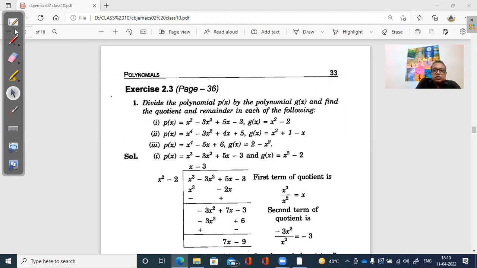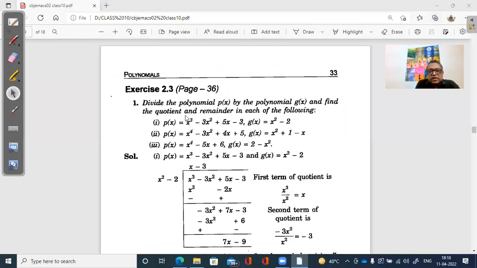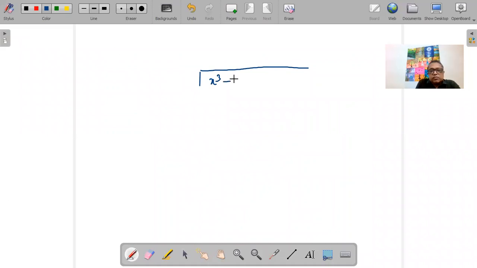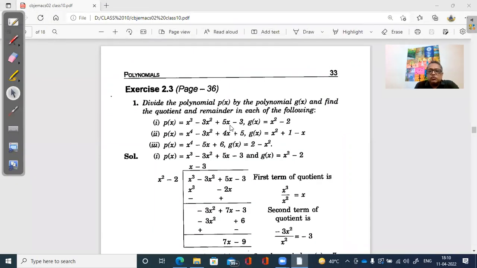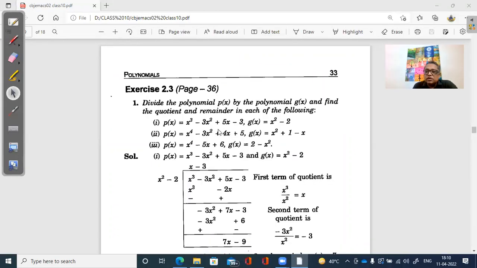Here, I'll copy it down so that you will be able to understand this better. I'm going to do the long division method. So x cube minus 3x square plus 5x minus 3 has to be divided by x square minus 2, right? This is the question. Always remember to note down the question very carefully, because if there is an error in it, the entire question goes wrong. So x cube minus 3x square plus 5x minus 3 divided by x square minus 2.